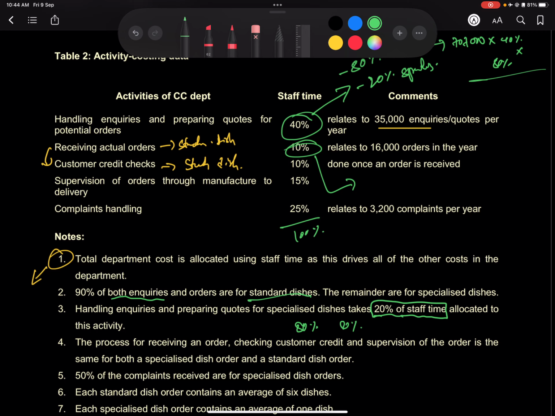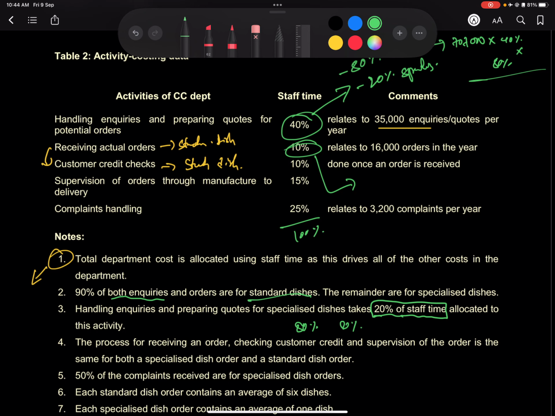Whereas in case of a specialized dish, you need to talk them through, you need to explain how customizable you can make it and all these things, right? So of course the handling time will be different for that. Even though most of the inquiries from customers are regarding standard dish, the time that takes is very minimal compared to specialized dish, okay? I want you to think of it like that.